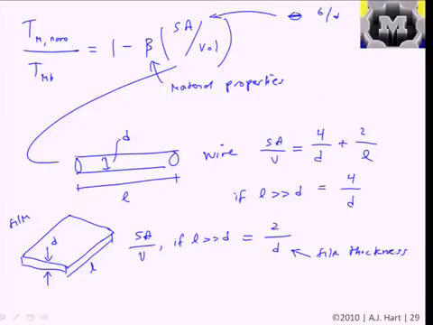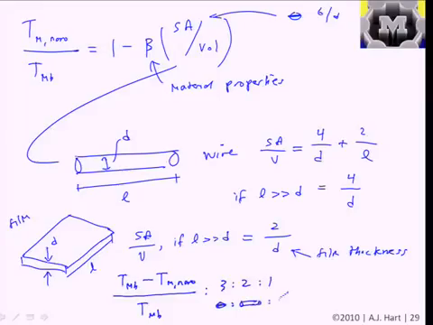So just to lay out formally, if we said T, the bulk melting point minus the nanoscale melting point divided by the bulk melting point goes as 3 to 2 to 1 for a sphere versus a wire versus a film.